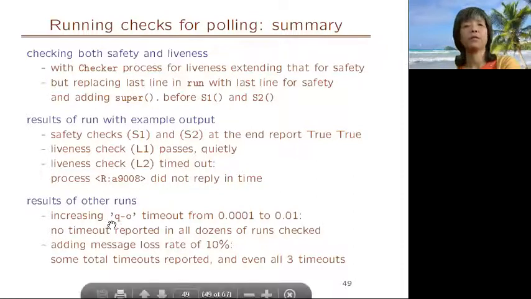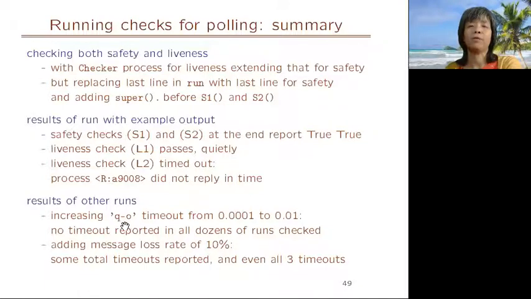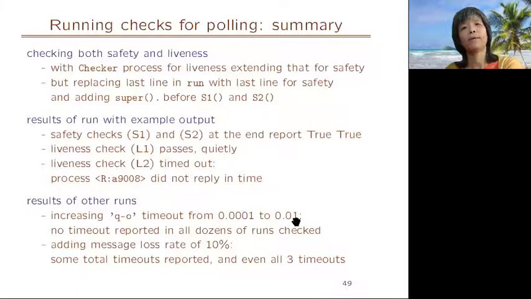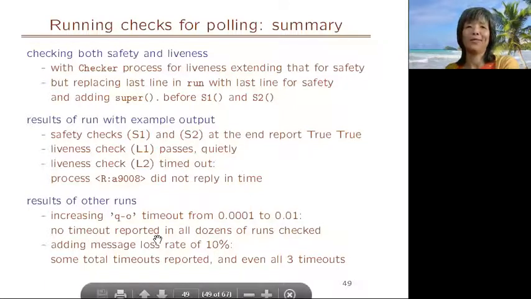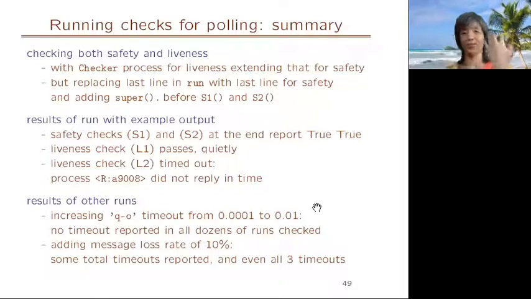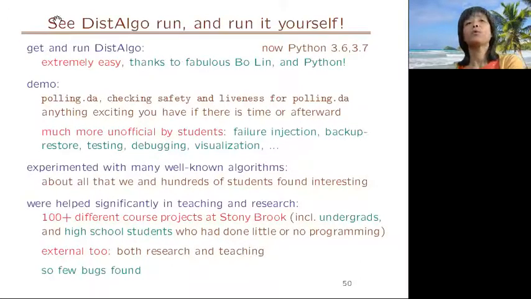If you increase the timer for receiving outcome from 0.1 millisecond to 0.01 second, then no timeout was reported in dozens of runs tried. And if you add a message loss rate of 10%, then you can see some timeouts, or even sometimes all 3 timeouts happen because some message was lost. You never received all replies, okay? And so you can see this algo run, and you can run it yourself. And get to run this algo extremely easy.